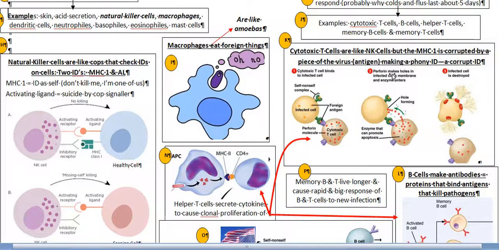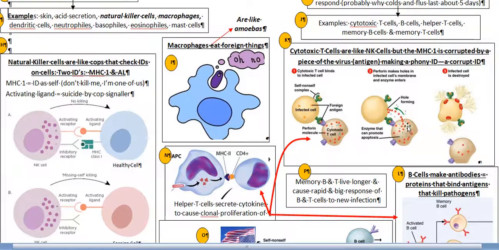So when you place that virus antigen on the major histocompatibility type 1 complex, it makes it a phony ID or a corrupt ID. It says, kill me. So then a cytotoxic T cell, which is like a natural killer cell, comes along, reads it, and says, okay, you're corrupted, right?